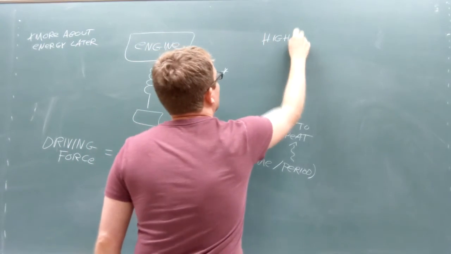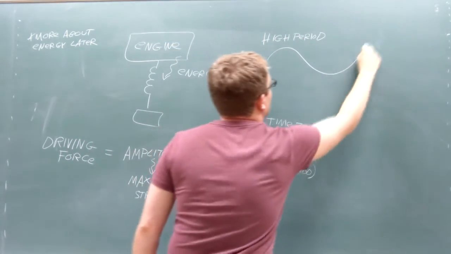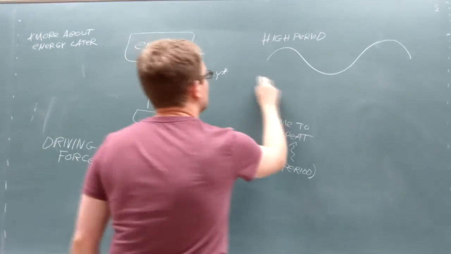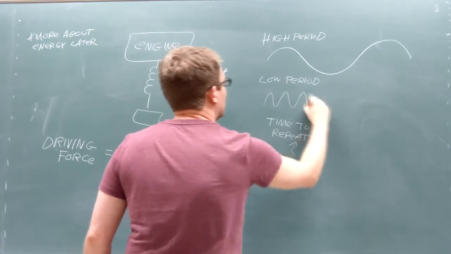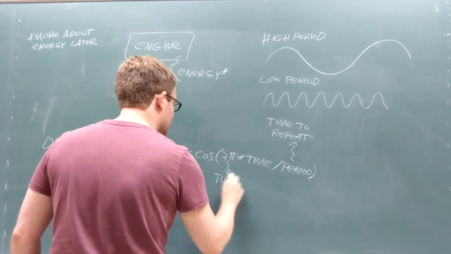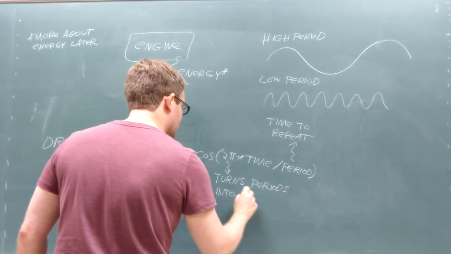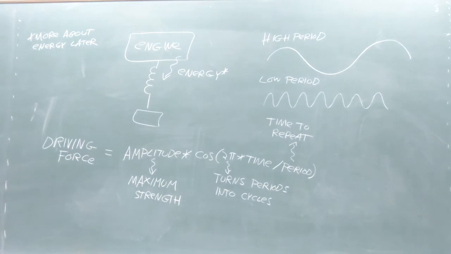So a high value for the period means the driving force will repeat itself slowly, and a low value for the period means the driving force will repeat itself quickly. The 2 pi in the cosine translates this period into the cycles of a cosine curve.